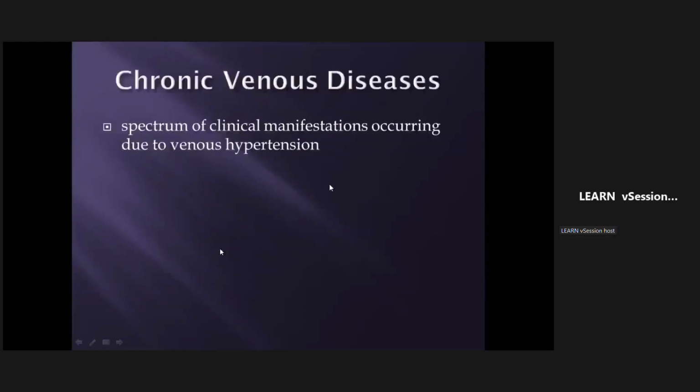So chronic venous diseases is a spectrum of clinical manifestations or clinical diseases, all of them occurring due to venous hypertension. Okay, so let's look at what are the other things other than varicose veins you get in chronic venous diseases.